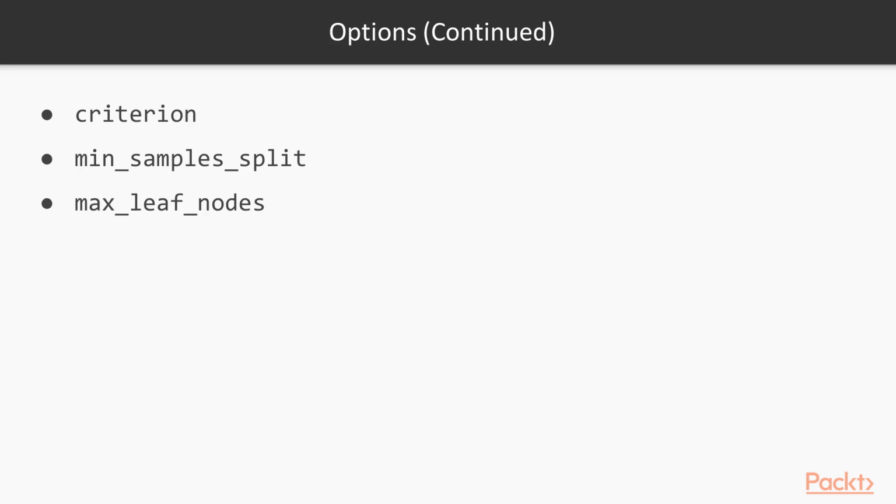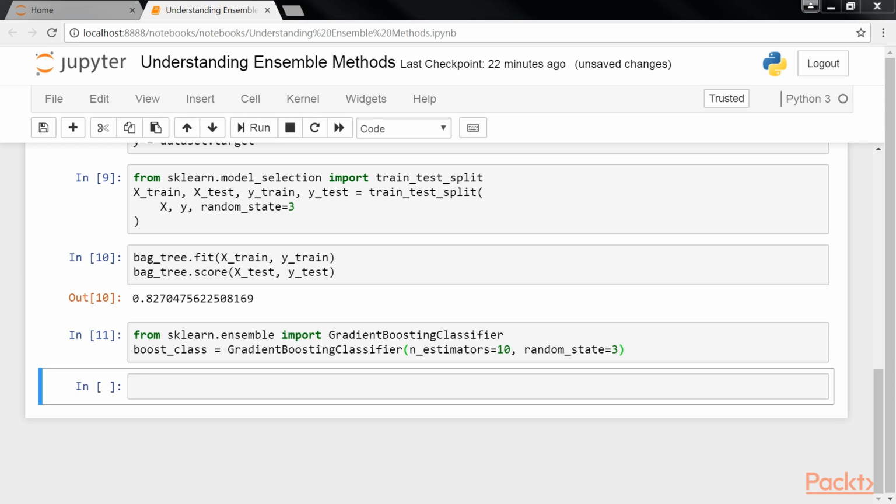Criterion: this denotes the function to measure the quality of a node split. Min sample split: this denotes the number of samples required to split an internal node. Max leaf nodes: this denotes the maximum number of leaf nodes allowed in each individual tree, and so on. We use n_estimators in our code.